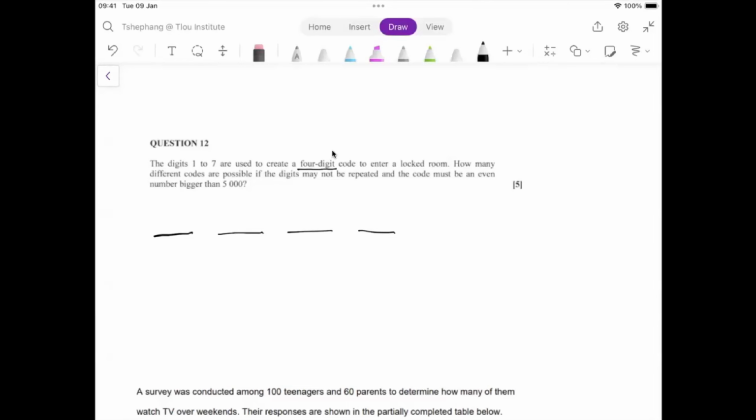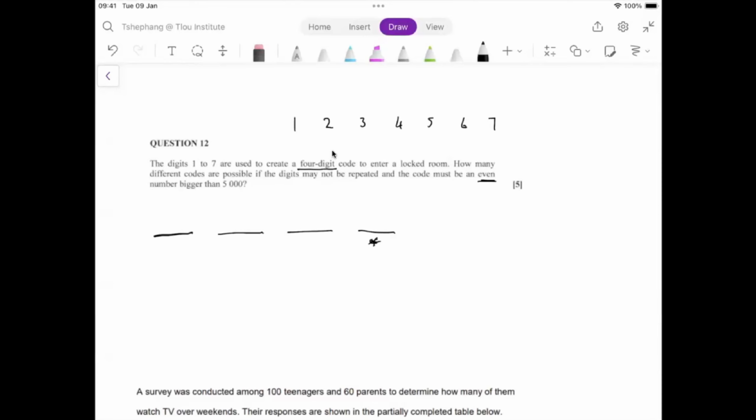Now, let's start here. We want it to be an even number. For us to get an even number, remember we can pick from 1, 2, 3, 4, 5, 6, and 7 only. How many options, remember, we want to create an even number. How many options do we have for this particular spot?